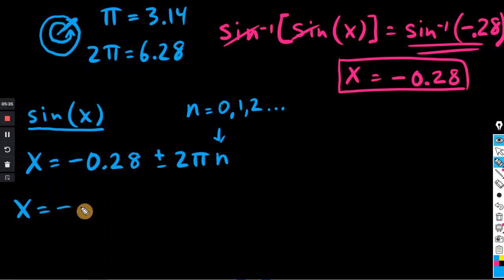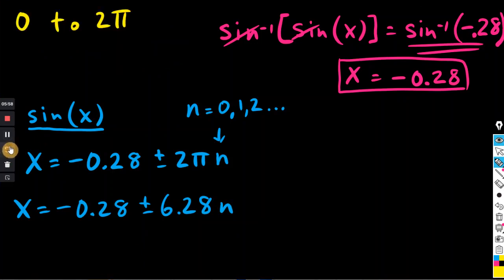Anyhow, we have negative 0.28, and we're going to add or subtract. Instead of 2 pi, I'm going to plug in 6.28 times n. All right. So we're adding or subtracting multiples of 6.28 to this number. Now, it said in the beginning the range of values for x is from 0 to 2 pi. So that's going to be 0 to 6.28.